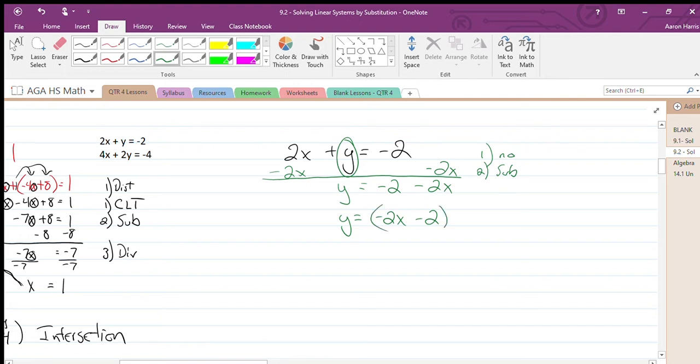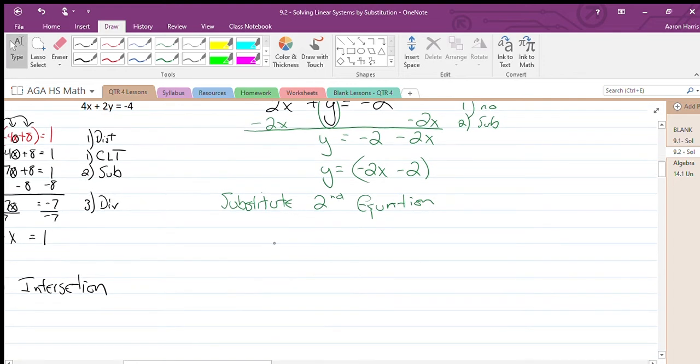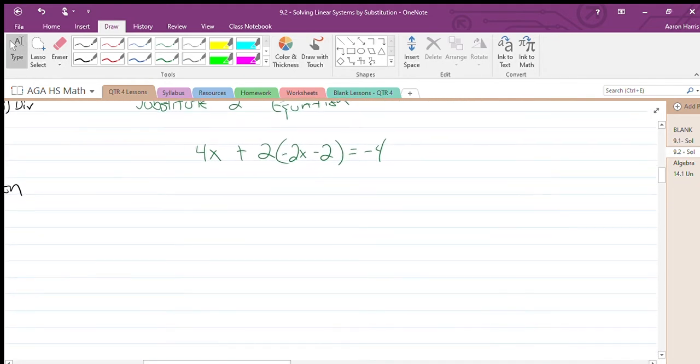We now substitute it in. And we substitute it into what? The second equation. Okay? So the second equation says 4x plus 2. Instead of writing y, what is y equal to? Negative 2x minus 2 is equal to negative 4. Just write it down. Whenever you substitute in, do not do any math operations on it. Just write it down. Get it down correctly. Okay? So now, what are we going to do?